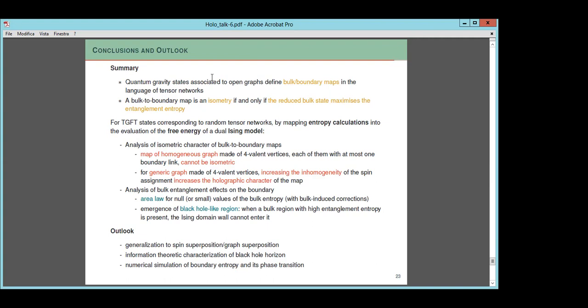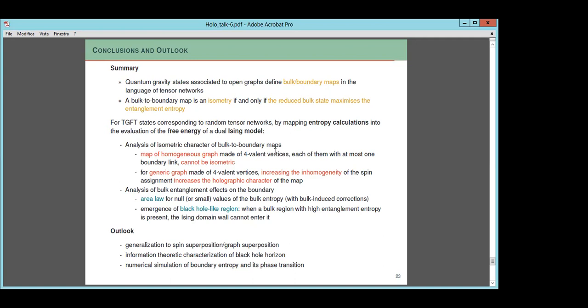And then by exploiting random tensor network techniques, we investigated the holographic character of these maps, and so we have seen that in the case of homogeneous graph made of four-valent vertices, this flow of information from the bulk to the boundary cannot be an isometry. That for a graph with a generic assignment of edge spins, if we increase the inhomogeneity of the spin assignment, this increases the isometric character of the map.